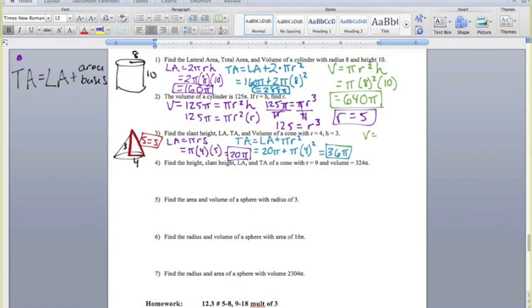Volume, we learned yesterday that for a pyramid, when we come to a point, we only get 1/3 of the volume of if it were a prism. Same thing with a cone. We only get 1/3 of the volume of if it were a cylinder. So we do 1/3 the cylinder volume, which is the circle, pi r squared, times the height.